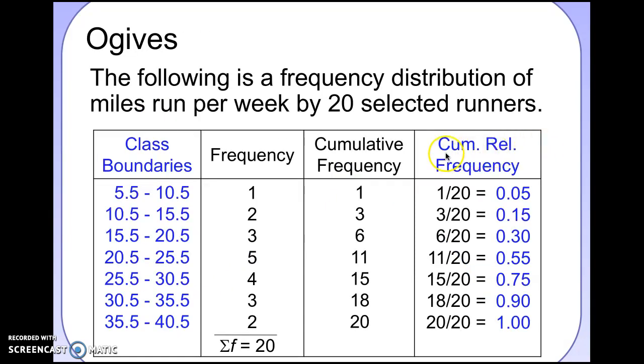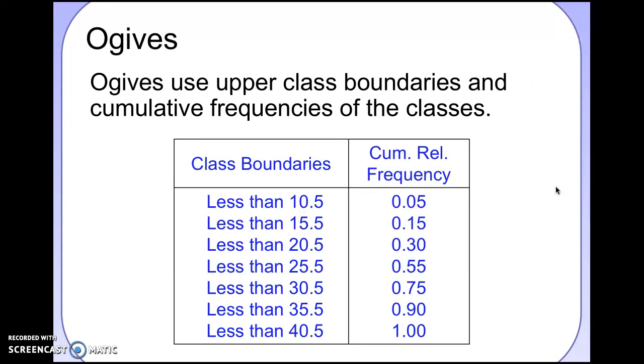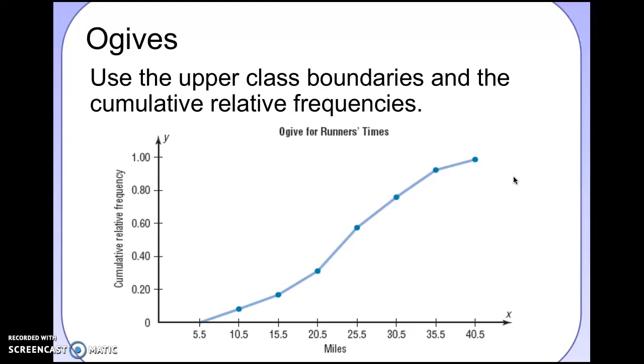Ogive needs the cumulative relative frequency. So using the cumulative frequency, dividing by 20. You need the upper class boundaries and the cumulative frequencies to make the ogive. On the x-axis are the miles. Y-axis is your cumulative relative frequency. Notice the highest cumulative relative frequency should be a 1.